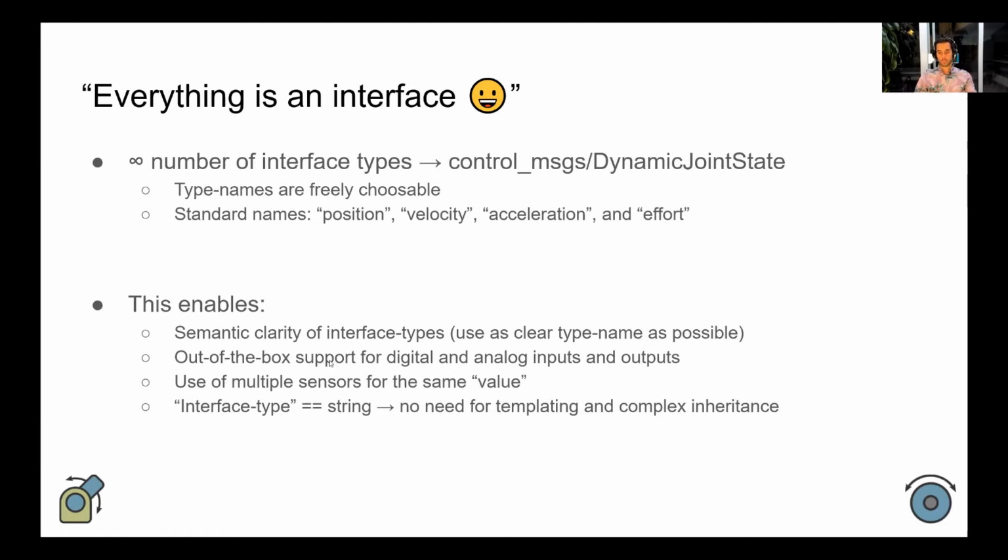Then we have out-of-the-box support for digital and analog outputs. This was a bit of a pain if you wanted to control them through controllers in ROS1. Also, it's not so seldom that many current robots have multiple sensors for the same value, which means you can have multiple position measurements for your joint, for example on the motor and on the joint itself, which you need for control. You can simply have those there. And we don't need templating anymore. We just need a bit of string comparison, and that's it.